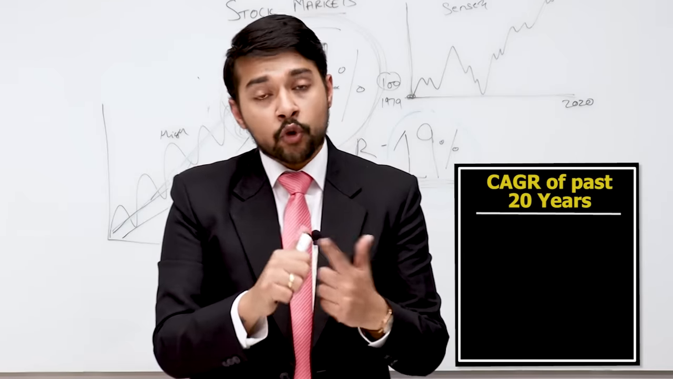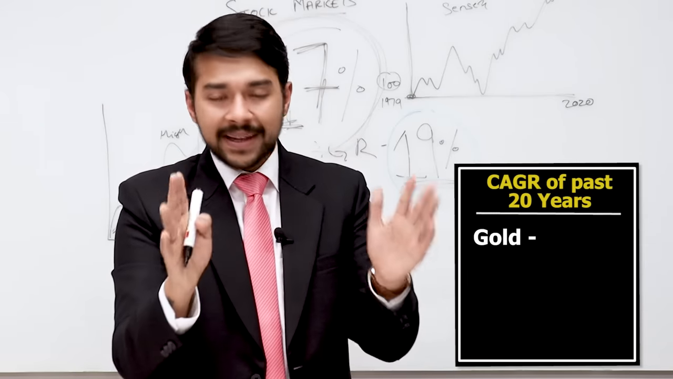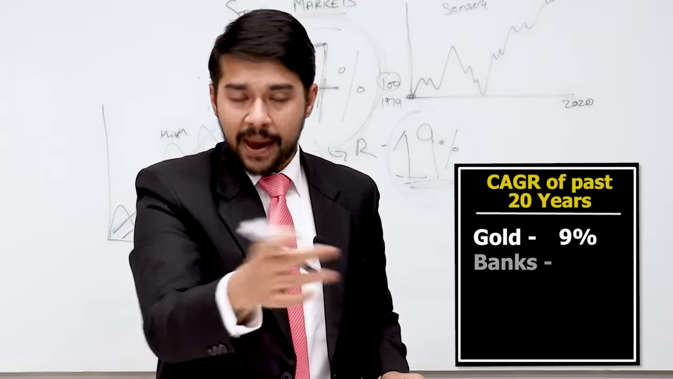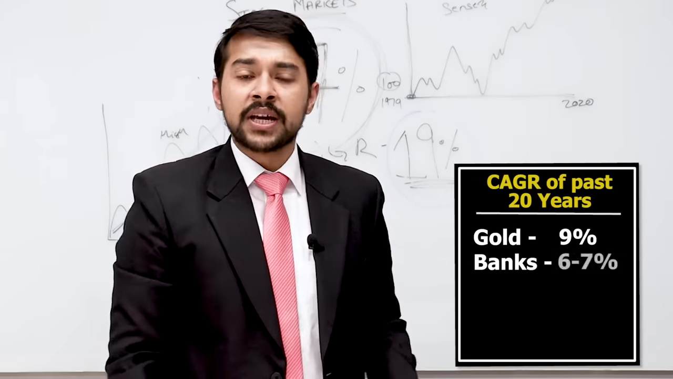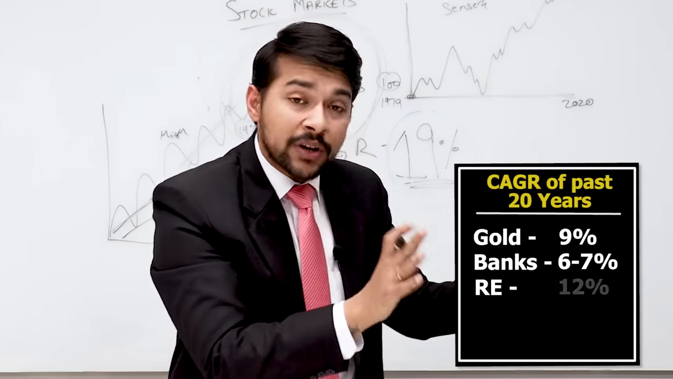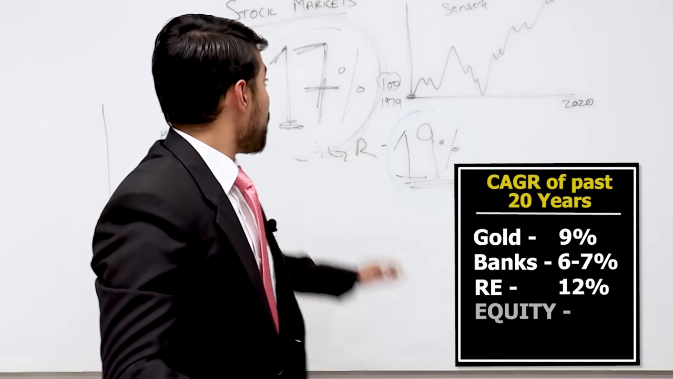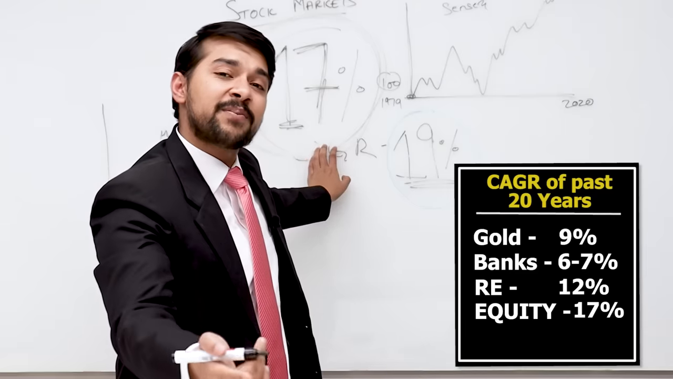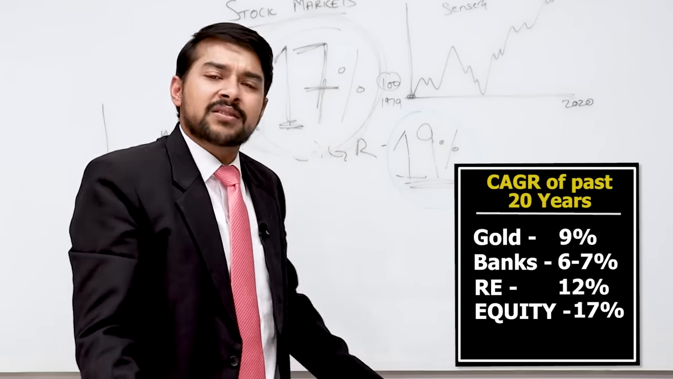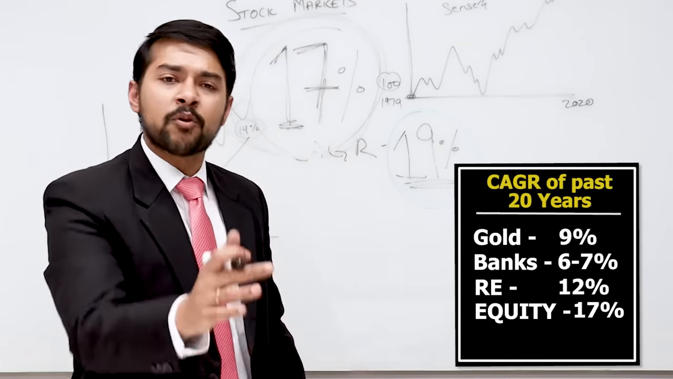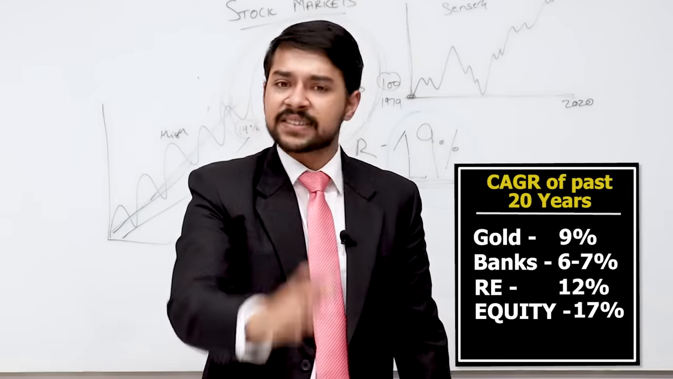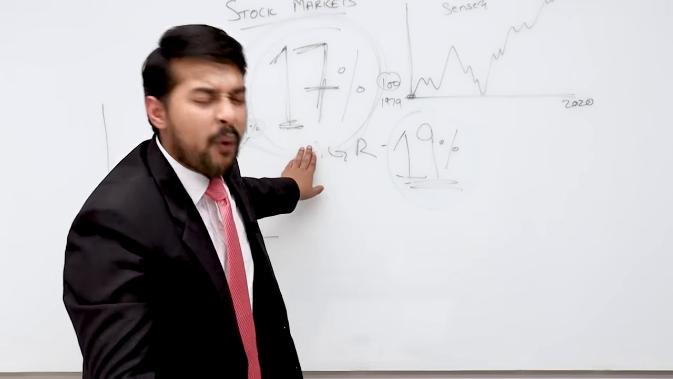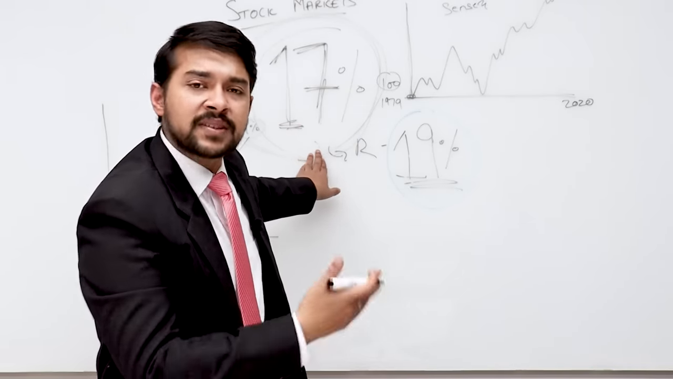The CAGR of gold for the past 20 years I'm taking is 9%. The CAGR in banks, you know, it's 6 to 7%. The CAGR in real estate is only 12%. Stock market 17% hai. Still you see that people prefer other sectors. On what basis? Yes, in a portfolio you should have all assets. I agree with you. But iska hona bahut zaruri hai. Bahut crucial hai. Aur hum isi pe nahi kar rahe.